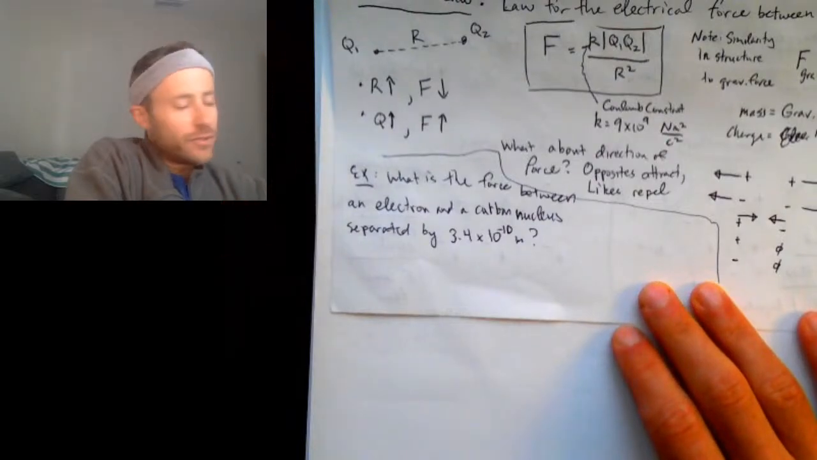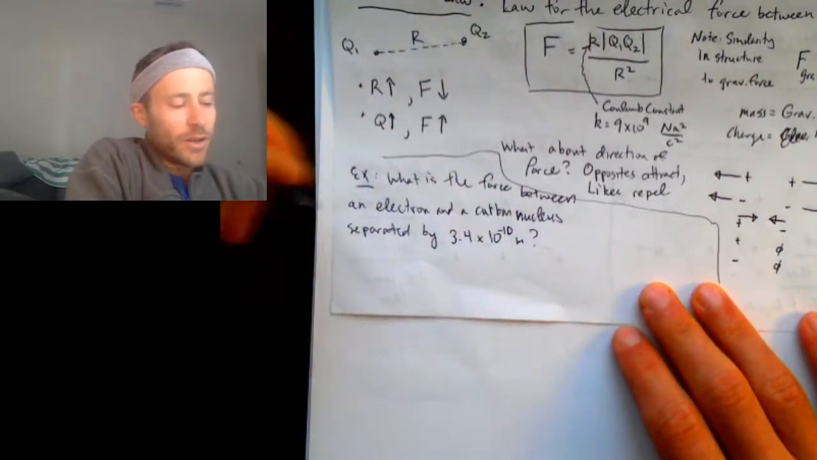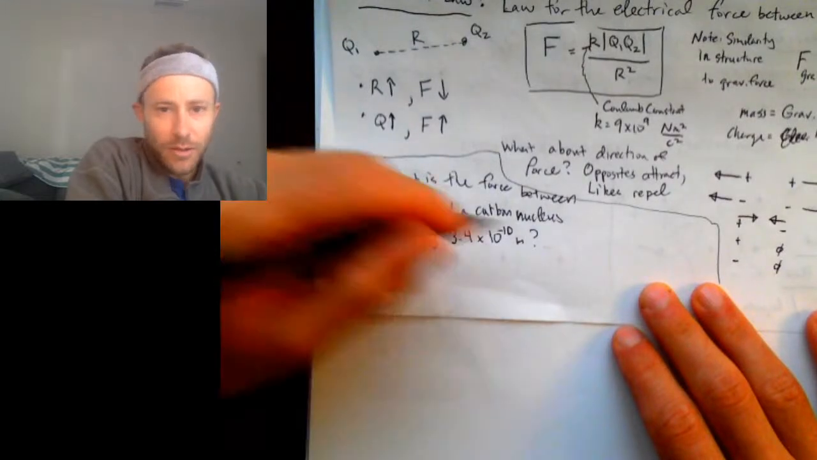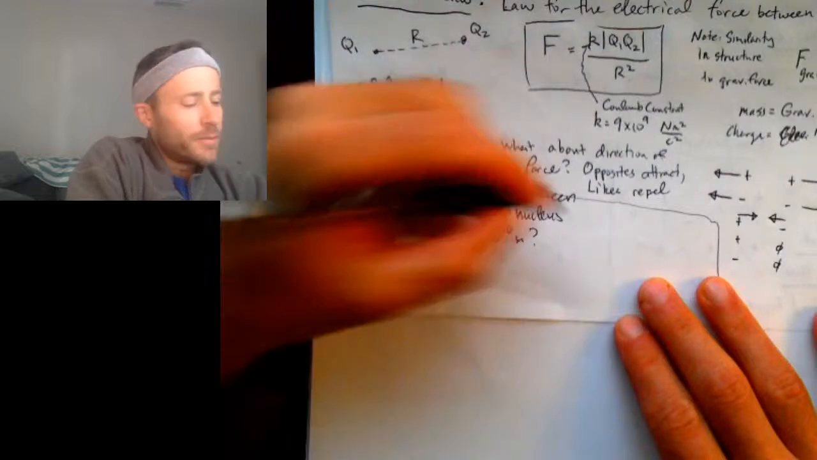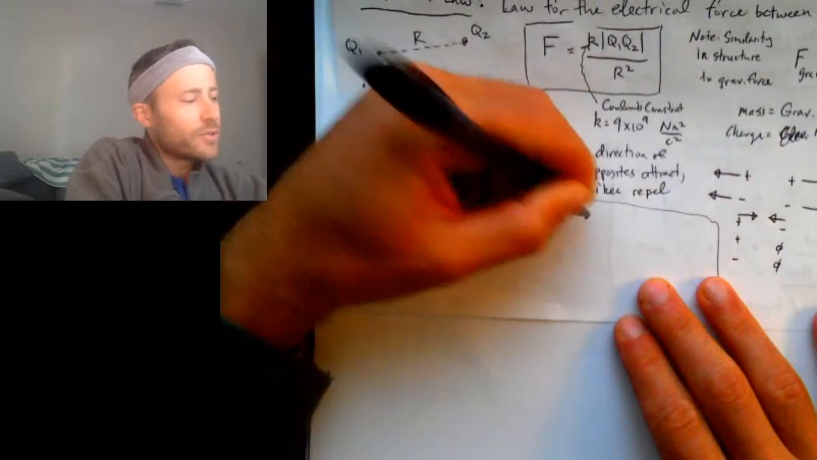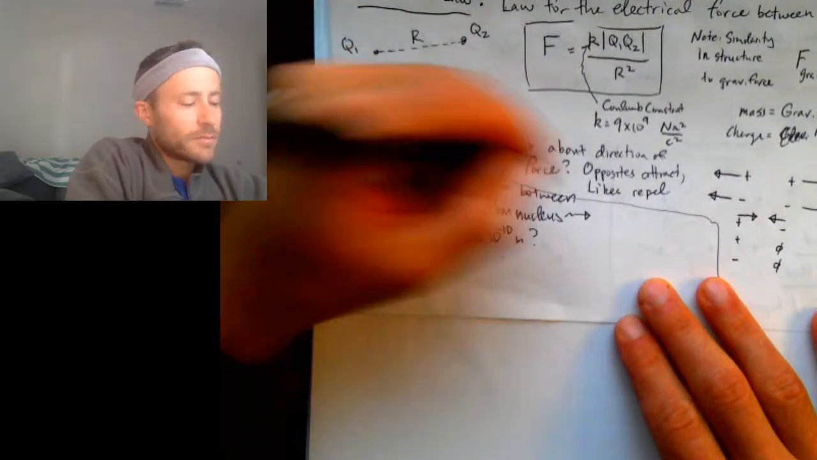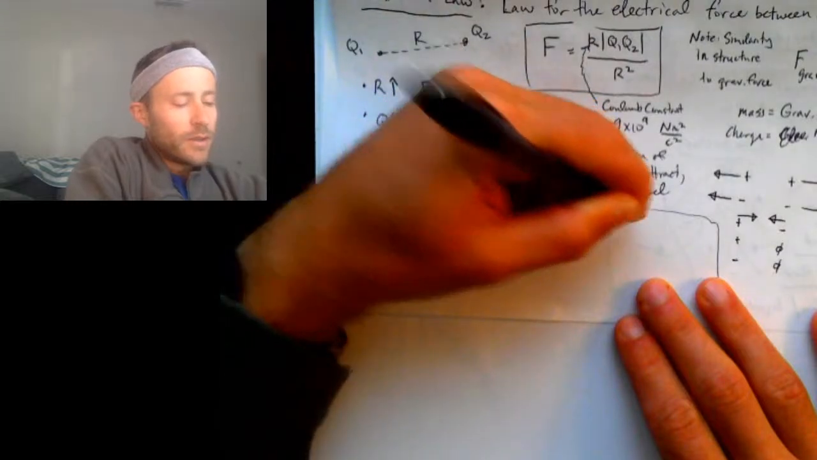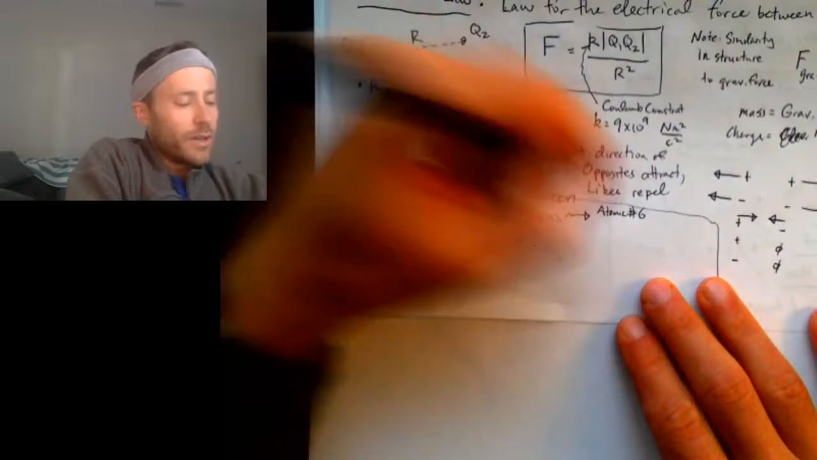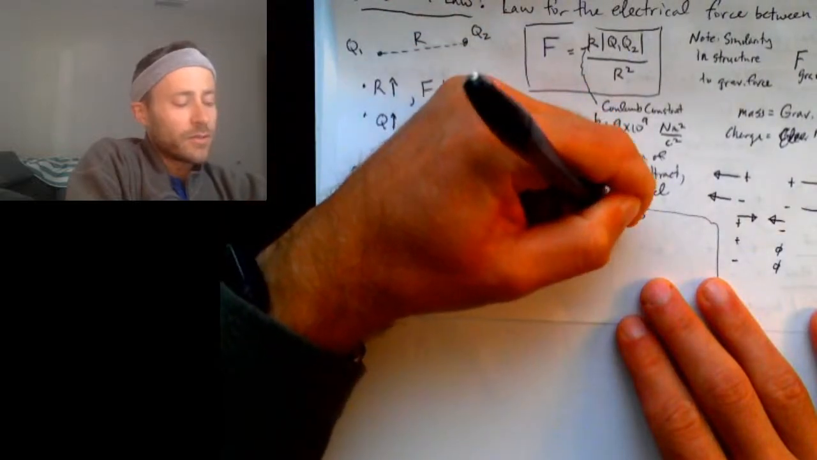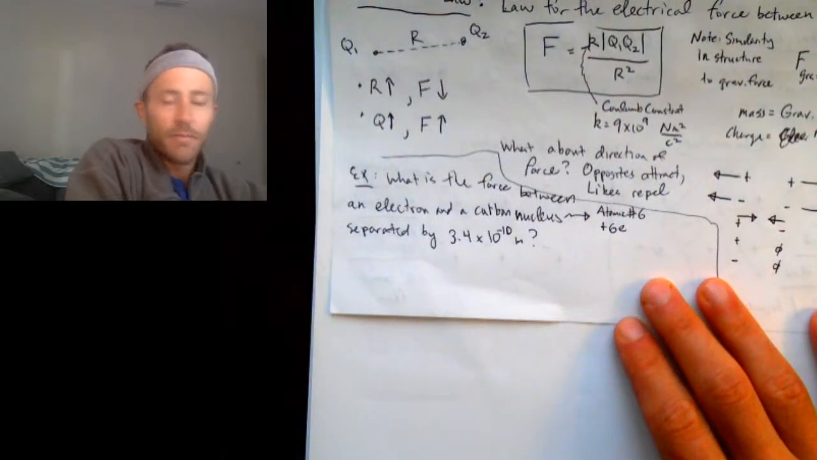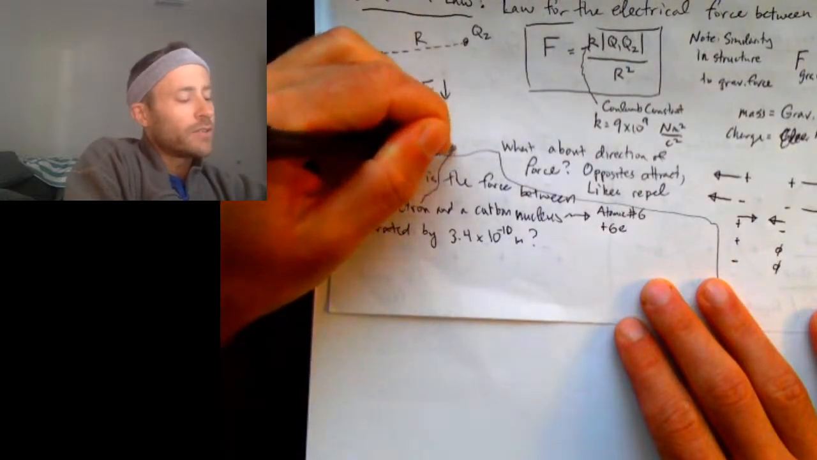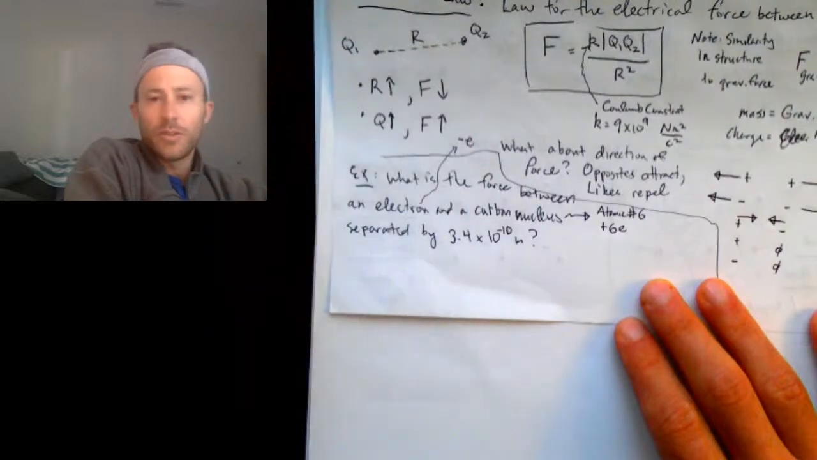So this distance is very small because we're talking about subatomic particles. We're talking about nuclei and electrons. Now, carbon has atomic number 6. So that means that the nucleus is going to have plus 6 fundamental charges. Okay? And then the electron, of course, has negative a fundamental charge.